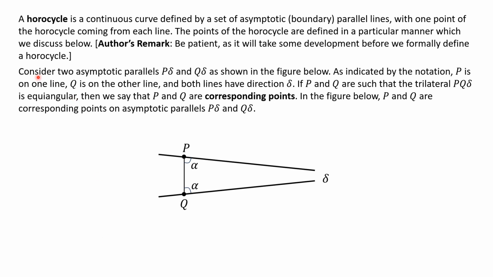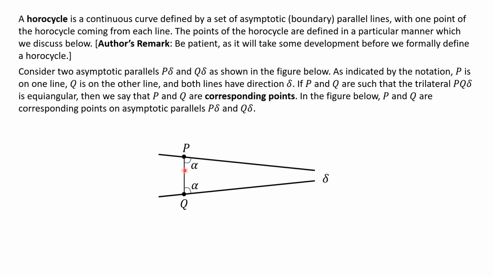So let's start here. Consider two asymptotic parallels, P delta and Q delta, as shown in the figure. As indicated by the notation, P is on one line and Q is on the other. And both lines have direction delta. If P and Q are such that the trilateral P delta Q is equiangular, in other words, these two inner angles are equal, then we say P and Q are corresponding points. In the figure below, P and Q are corresponding points on asymptotic parallels P delta, Q delta.